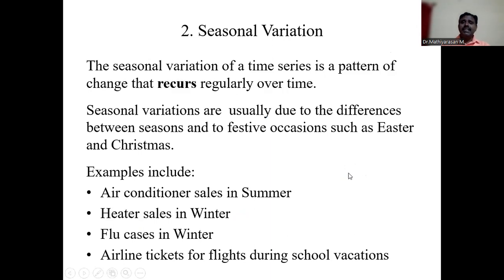Seasonal variation is a time series component, and it is the pattern of change that recurs regularly over time. Seasonal variations are usually due to the differences between seasons and to festival occasions such as Easter and Christmas. Examples include air conditioner sales in summer, heater sales in winter, flu cases in winter, and so on.